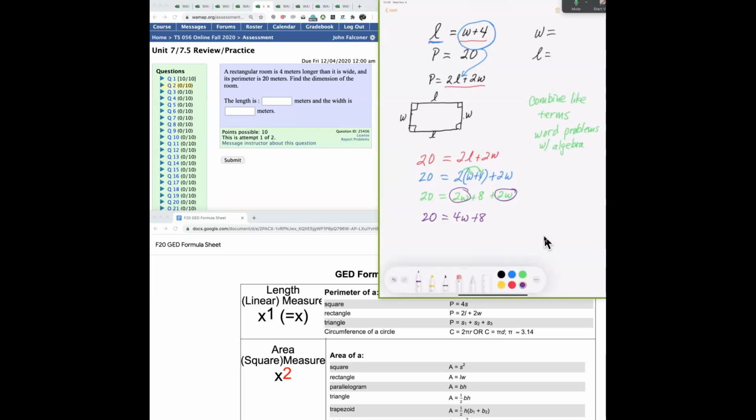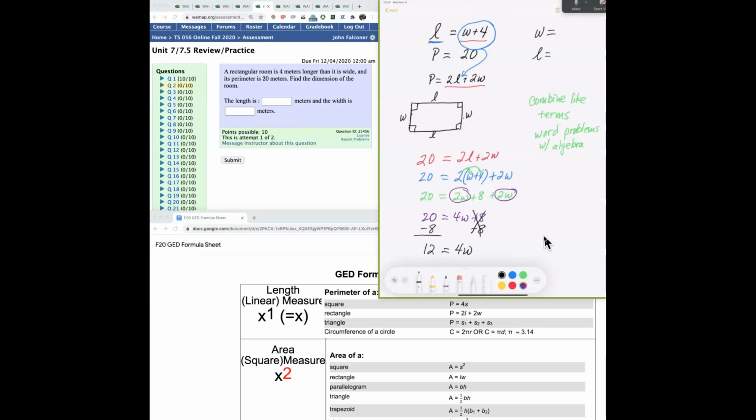In order to do that, we have to chop away anything near the W first. So we're going to chop away this positive 8 with a negative 8, and we have to do that on both sides. Positive 8, negative 8 mutually annihilate each other, leaving 4W. And then 20 minus 8 is 12. And we know that's equal to 4W.